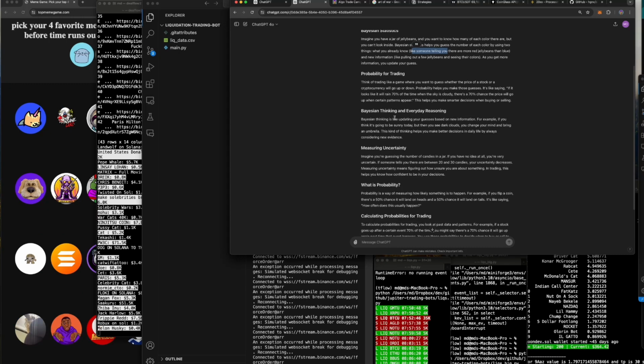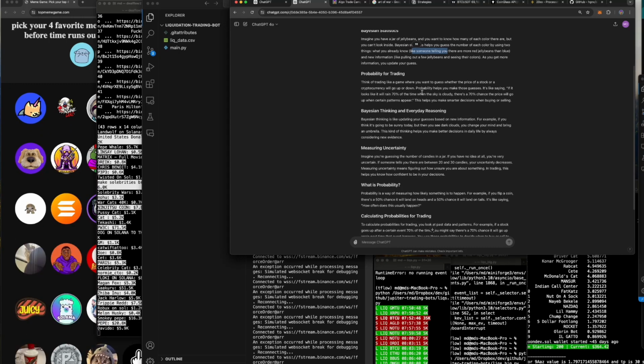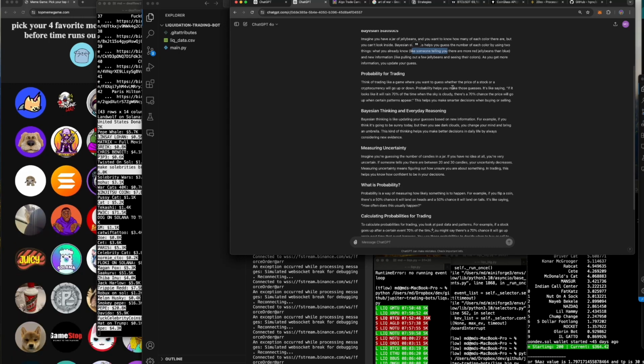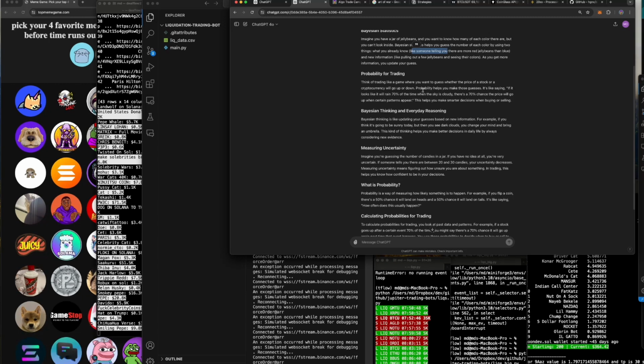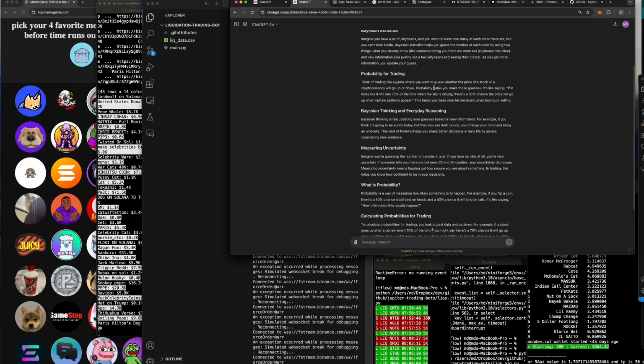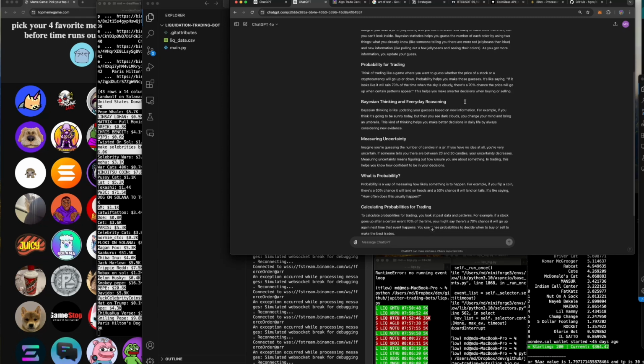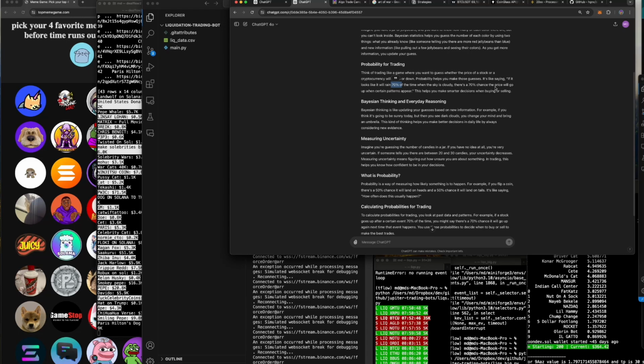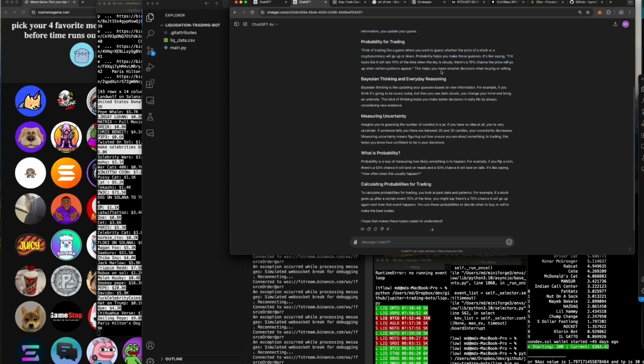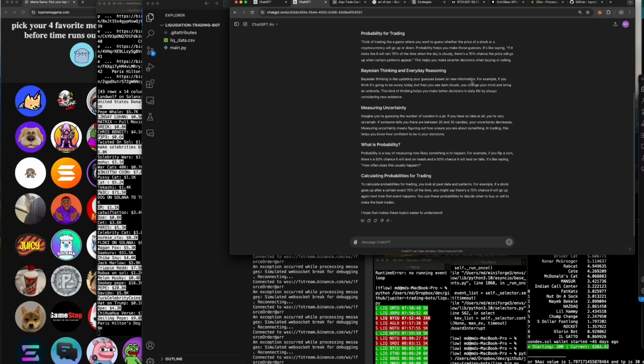Probability for trading. Think of trading like a game where you want to guess whether the price of a stock or a cryptocurrency will go up or down. Probability helps you make those guesses. It's like saying, if it looks like it will rain 70% of the time when the sky is cloudy, there's a 70% chance the price will go up when certain patterns appear. This helps you make smarter decisions when buying or selling.